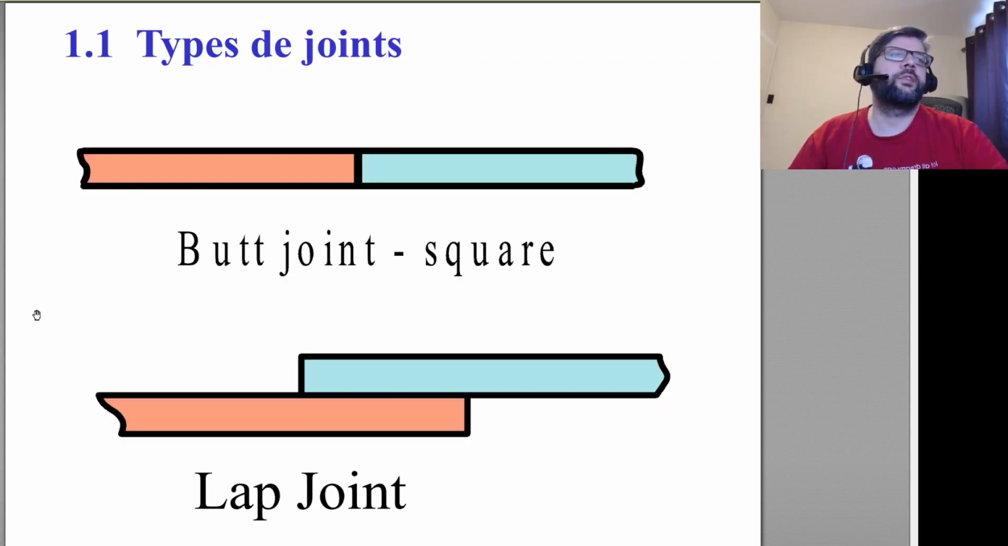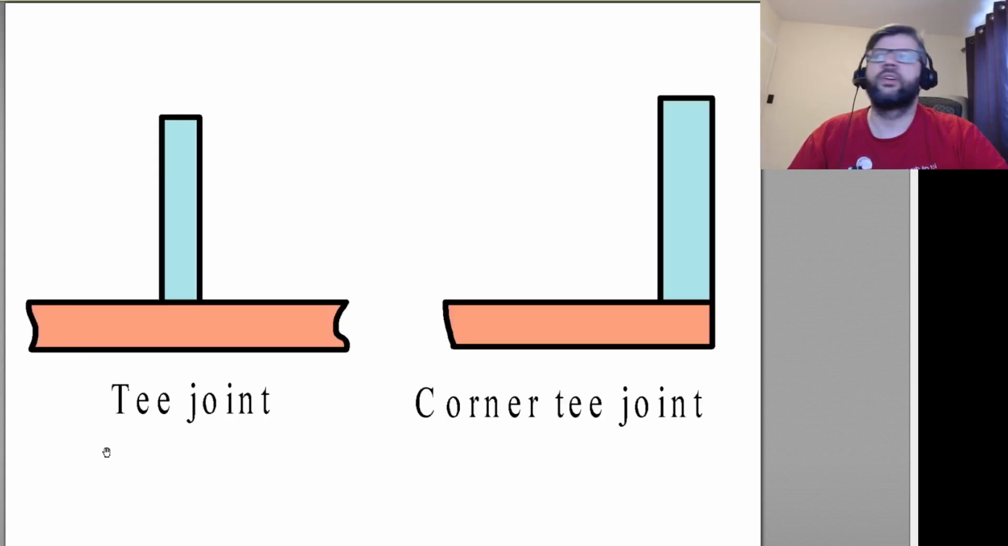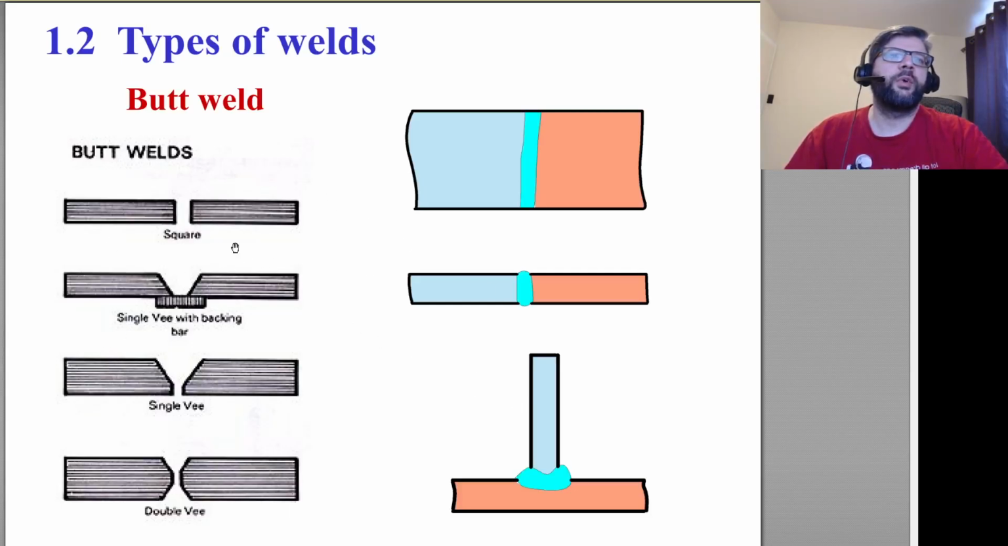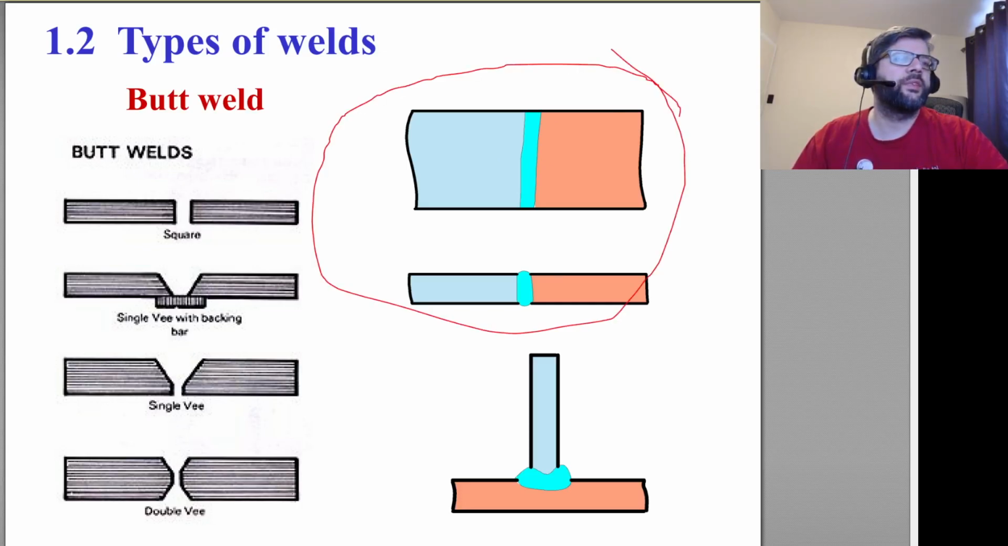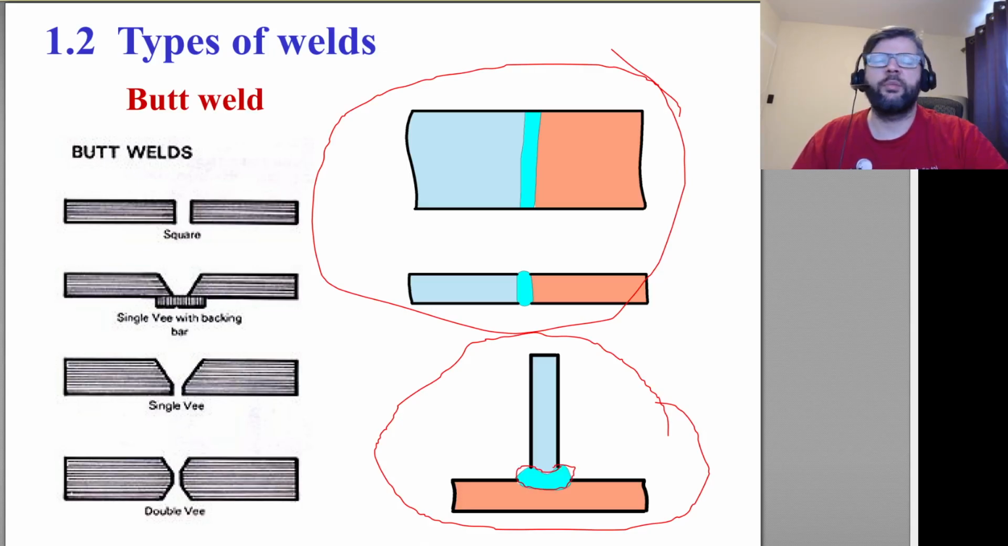So different types of joints: butt joints, square joints, a lap joint, got a T-joint, a corner T-joint. So butt welds, there's a few different ways you could do it. You could start off with just a square shape. You have a single V with a backing bar, single V, double V, so going out from either side. That'll end up giving you something like this, perhaps. This would be an example of a T-joint, like a butt weld T, as opposed.